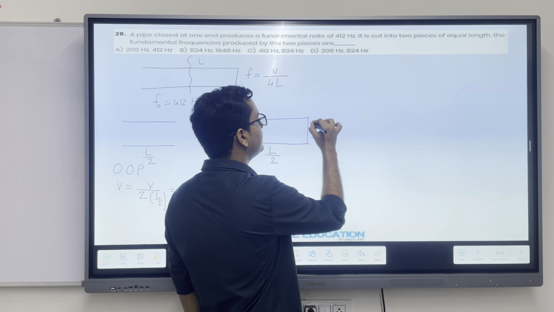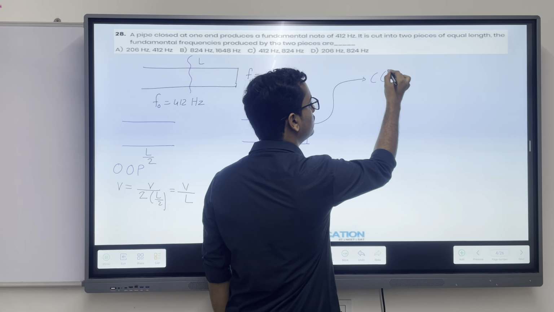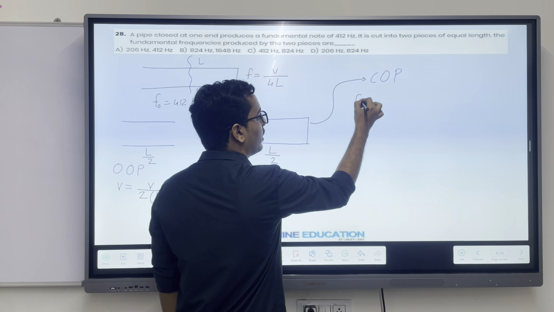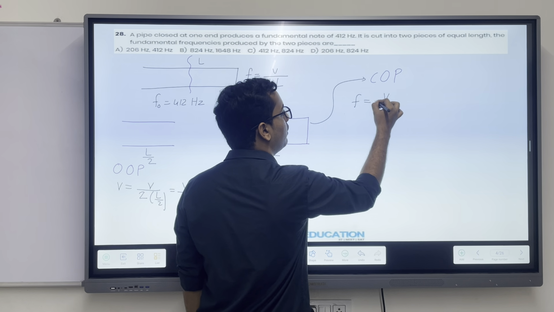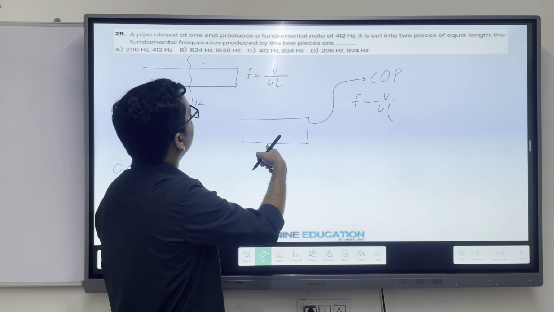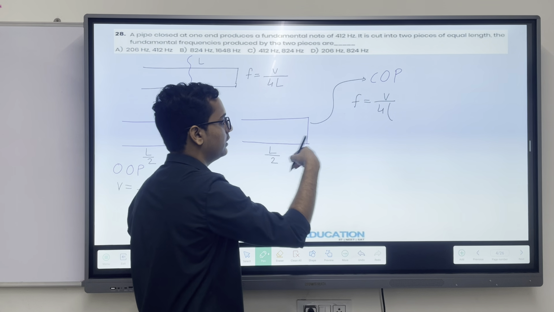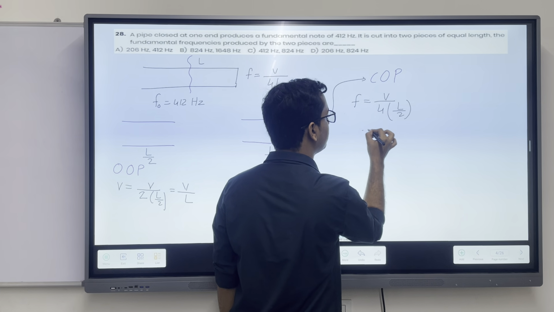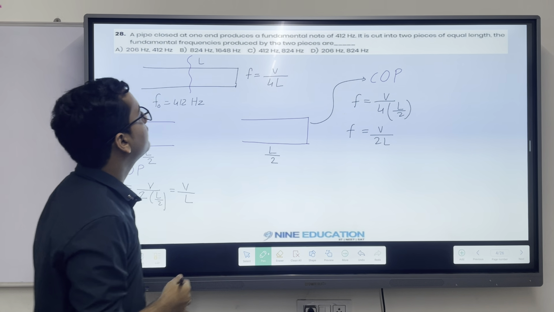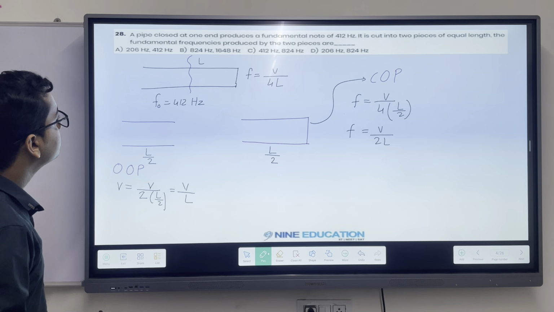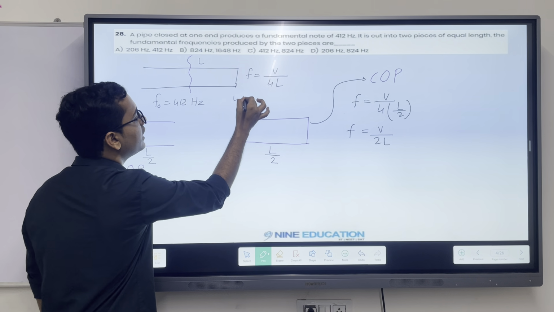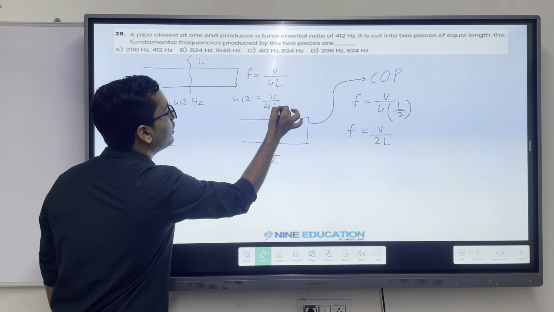This is the closed organ pipe. Again, the fundamental frequency for this is going to be v by 4 into its length. What is the length of this? L by 2. Same frequency. Okay. So what is this value? So 412 is equal to v by 4L, right?